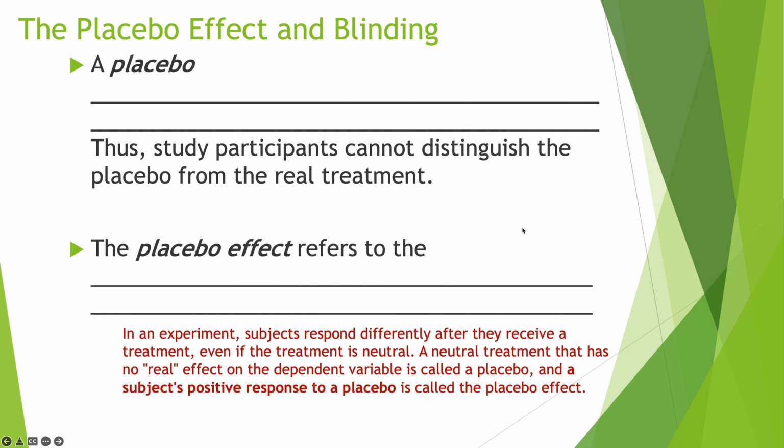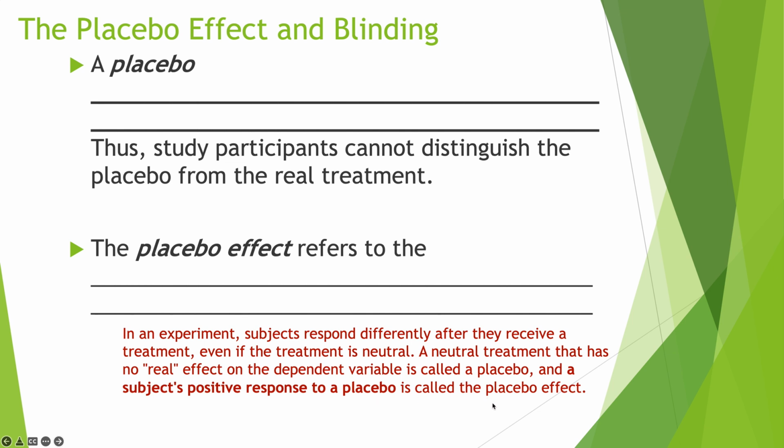In an experiment, subjects respond differently after they receive a treatment, even if the treatment is neutral. A neutral treatment that has no real effect on the dependent variable is called a placebo. That's what I meant before about the little pill that has no medicine in it whatsoever. And the subject's positive response to a placebo is called the placebo effect.